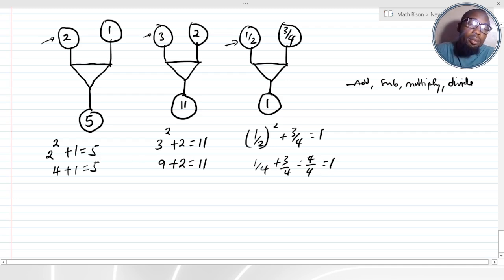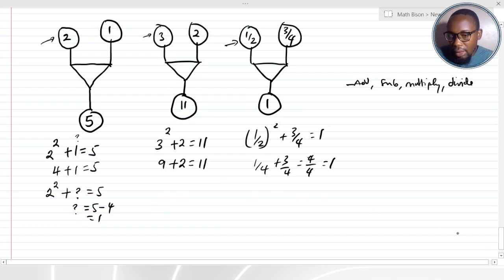This is it, guys. But how do we get other missing parts? If 1 is missing here, we square this number. We are looking for a number to be added to it to get 5. Then this number should be what? 5 minus 4, which is 1. That's about it. Let's take 2 more exercises.